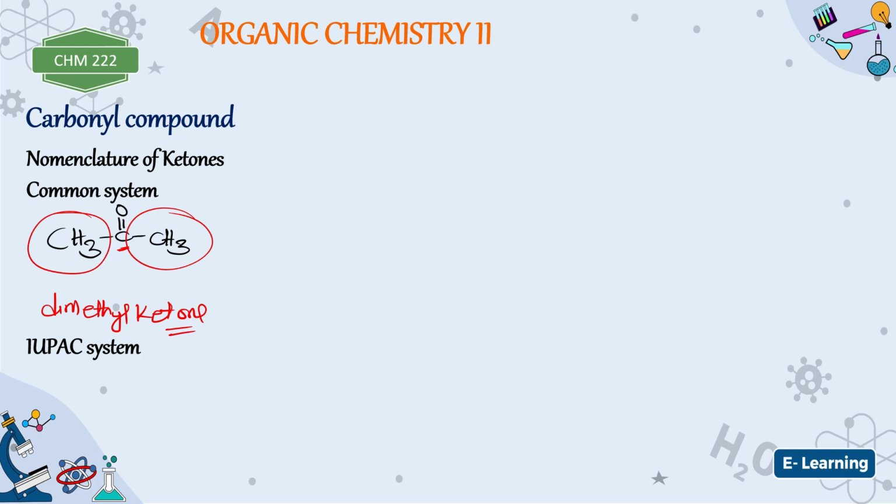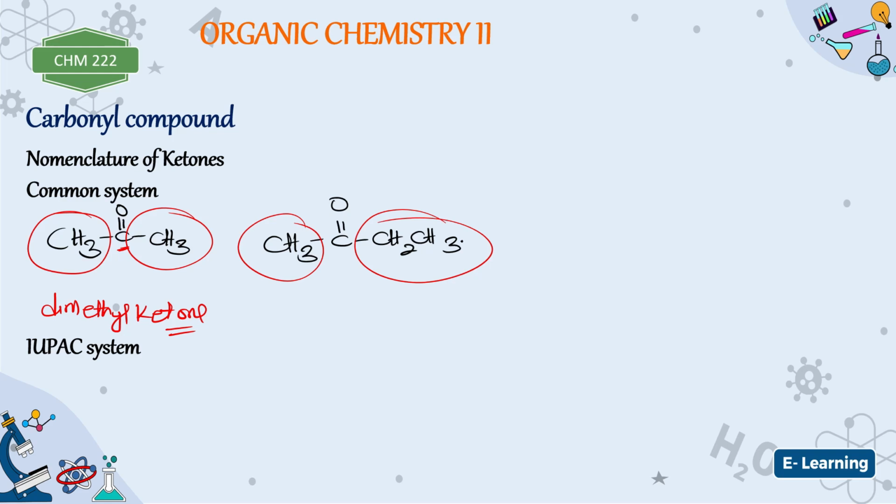Is that understood? That is dimethyl ketone. Now, how about if these two groups are not the same? For instance, if you have something like CH3, CO, CH2, CH3. Now, this is one group, while this is another group. Recall that we bring in this carbonyl group in the middle.